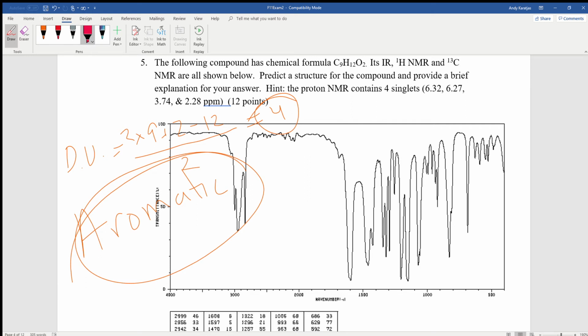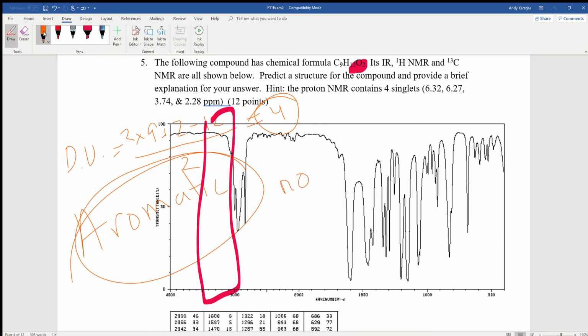And the first thing I noticed in this IR spectrum is that this 3000 to 3500 region is empty. And the reason that's important to me is knowing that we have 2 oxygens in here. That tells us that we're likely to not have any alcohols.